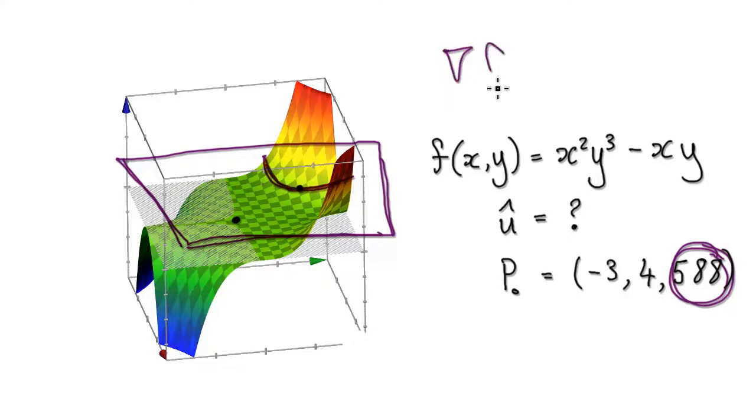And grad f is always perpendicular to the tangent of our level curve. The tangent of our level curve looks like this. The gradient is always at 90 degrees to the tangent of our level curve. So you should be climbing in this direction. Okay.